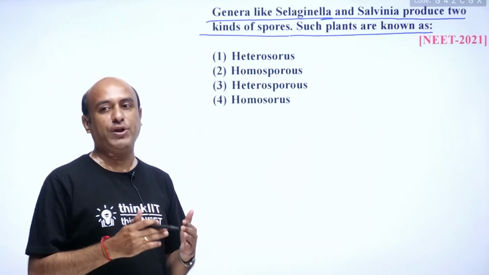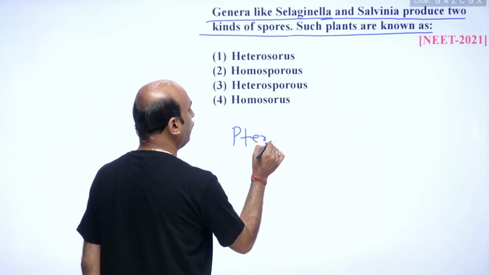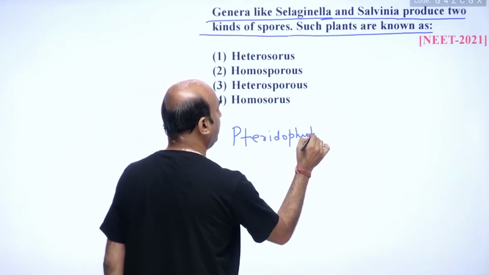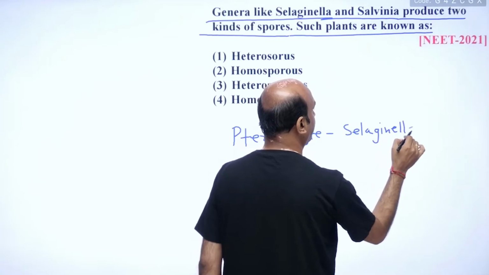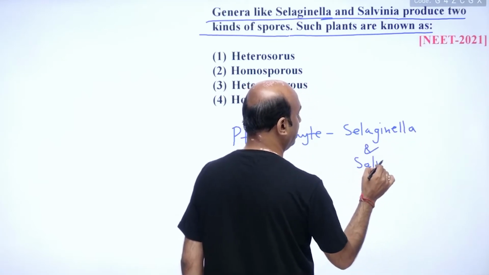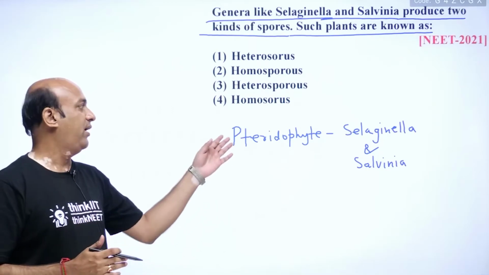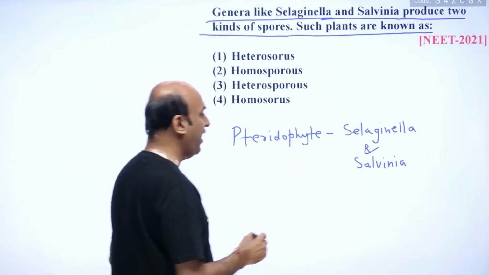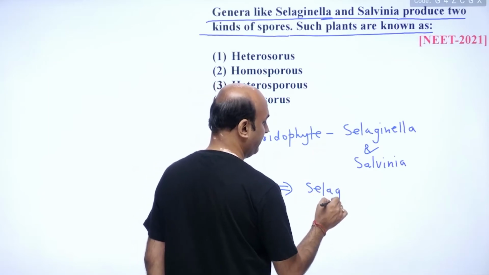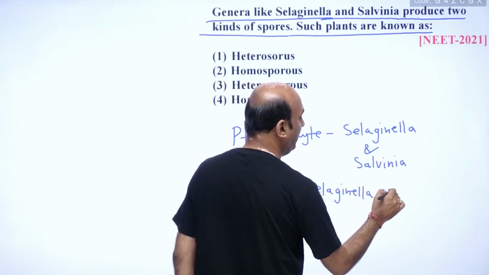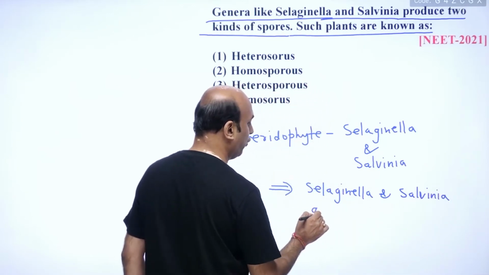We know that if we are talking about the genera like Selaginella and Salvinia, both of these plants are pteridophytes. Both are pteridophyte plants. Examples, here it is mentioned, Selaginella and Salvinia. We know that student, both of these plants which come from the pteridophytes, that is Selaginella and Salvinia, are heterosporous.